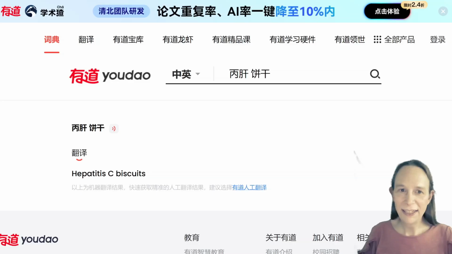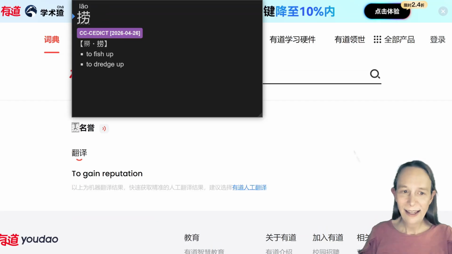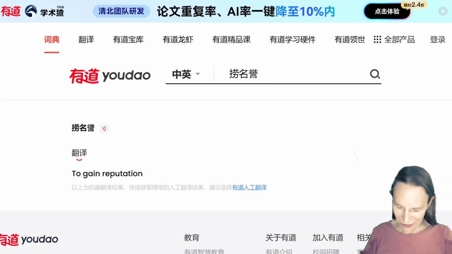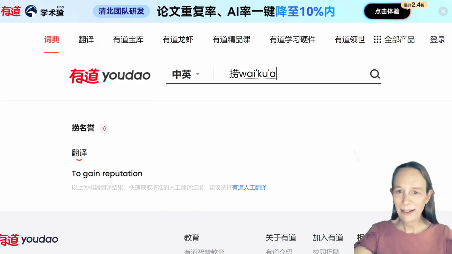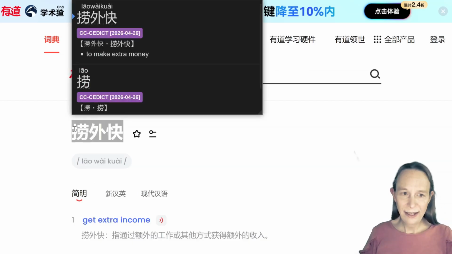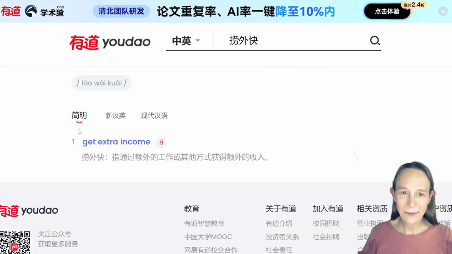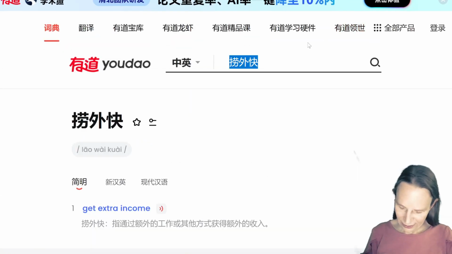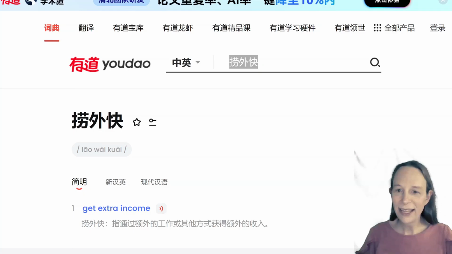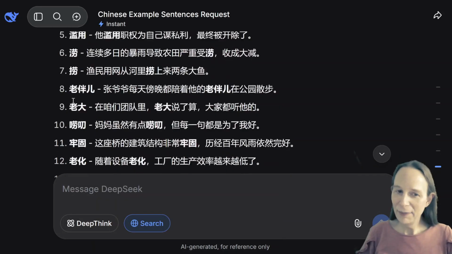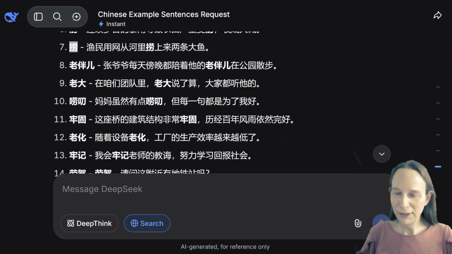Maybe I'm going to go over here and get away from politics. So dredge up reputation. Lao wai kuai. What is wai kuai? I didn't even know that word. Oh, is this like your side hustle? Wai kuai, extra income. Lao wai kuai. All right. And 一把捞住它. Oh, this is 方言. All right. Yeah, I don't care. Mostly it pertains to getting fish out of the ocean or something figurative.